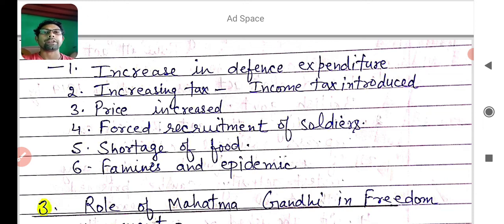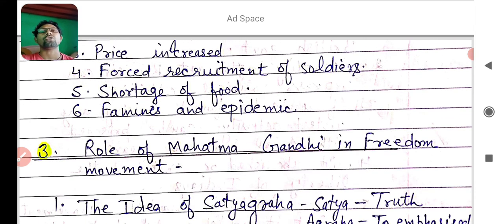And the next point is forced recruitment of soldiers. To fight in the First World War, the British government was forcing Indian soldiers to be recruited into the army, and they would fight for Britain in that war. So people were annoyed with the British government because it was forcing Indian people to join the army. And next is shortage of food.